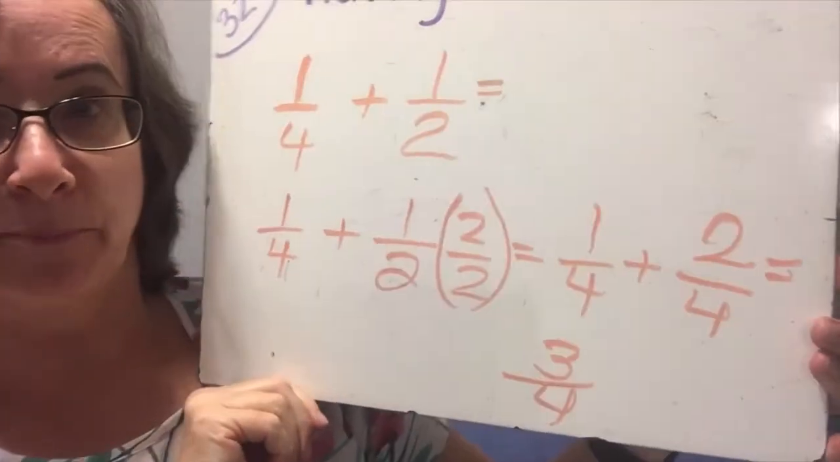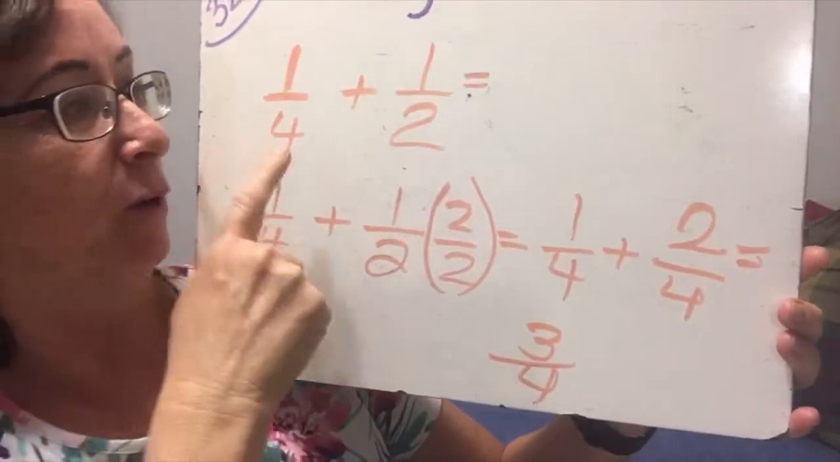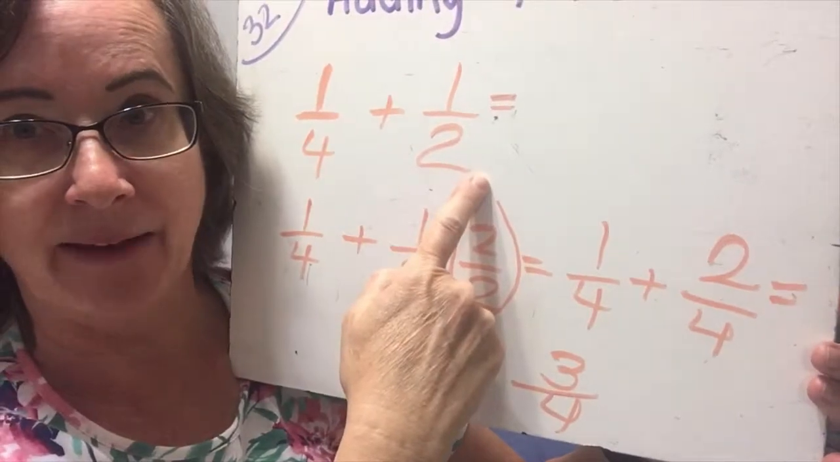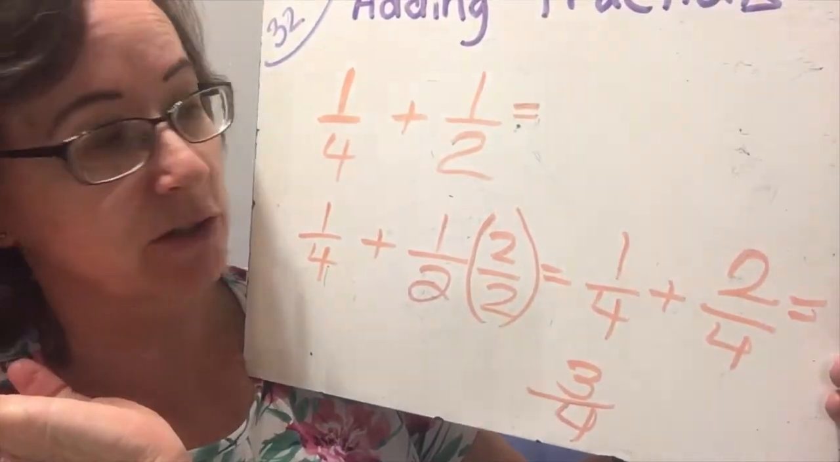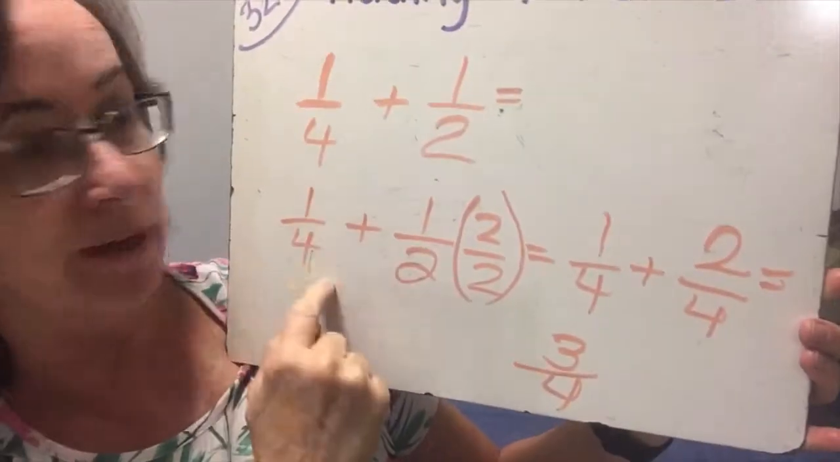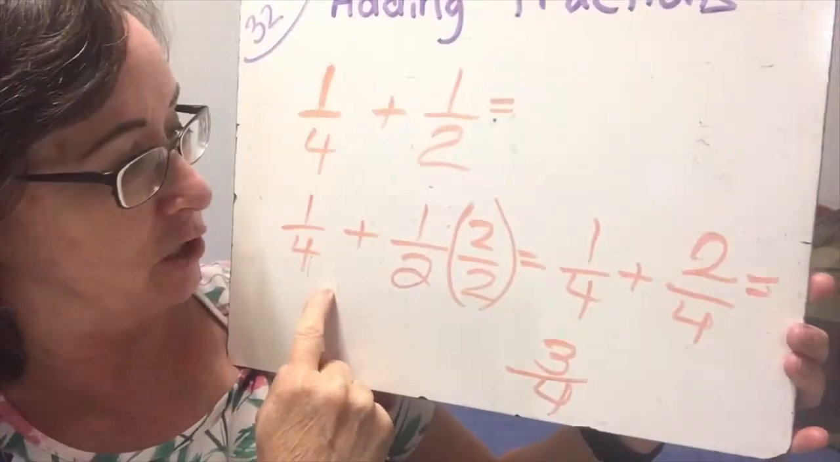So here is an example. I hope you can see my pretty orange here. But we started with 1/4, and then we want to add 1/2. Different denominators. So we're going to use our bottom-top rule. We copy the 1/4 down because he doesn't need to change.